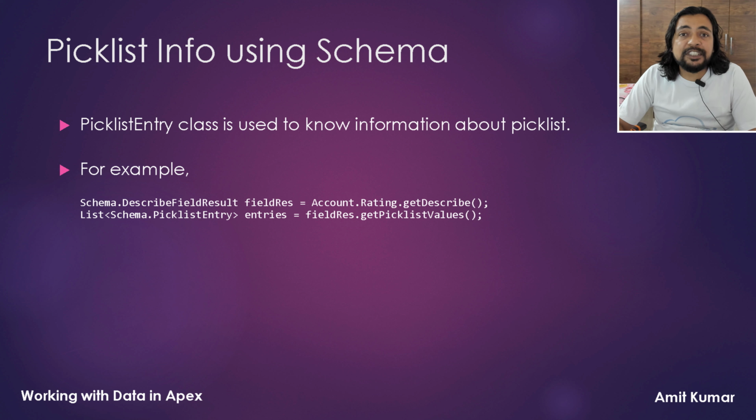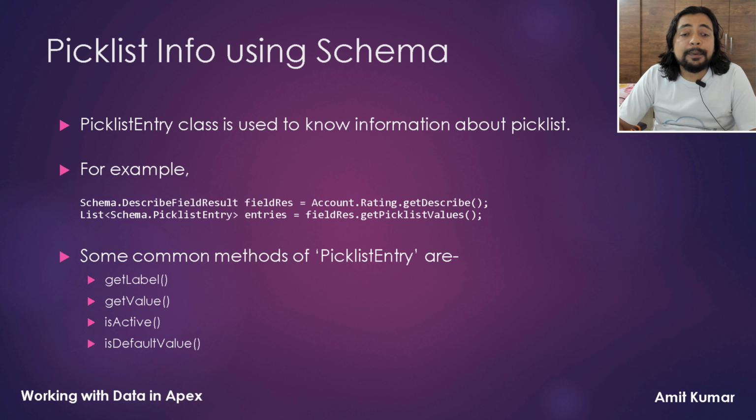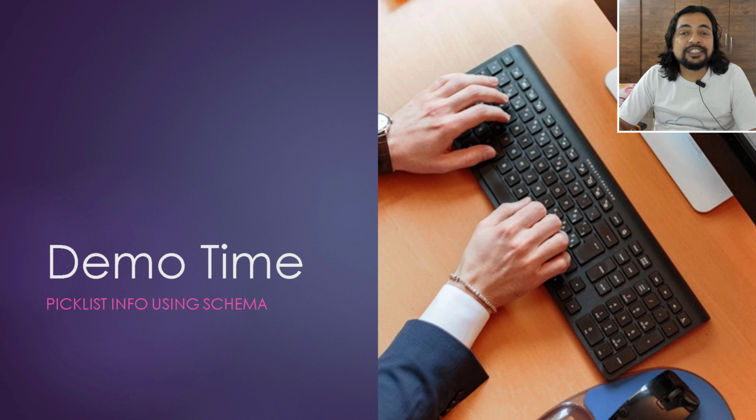The return type of this method is nothing but a list of PicklistEntry class. With the help of an individual element of this list, we can know information of an individual picklist entry. Some common methods of PicklistEntry class are getLabel, getValue, isActive, isDefaultValue. So that's pretty much the talk, and now it's time to see the things.